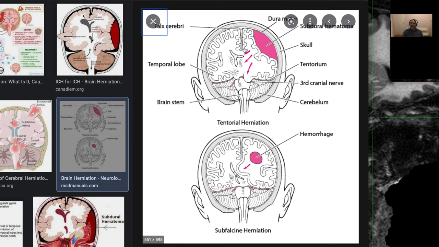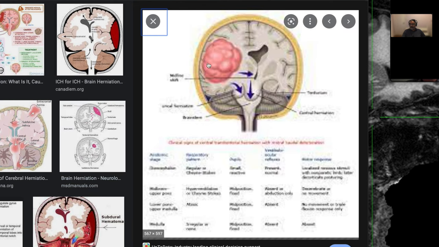And this is a good image, because it shows uncal herniation, but it also shows the next type of herniation, which is a falcine herniation or subfalcine herniation. Remember that you have the falx cerebri here. But if there's too much pressure, you can actually herniate tissue under the falx cerebri. And that's called a subfalcine herniation. And there's another good image of a subfalcine herniation and uncal herniation. This mass can not only cause subfalcine and uncal, they should have made a tonsillar herniation too, because this could also do that.